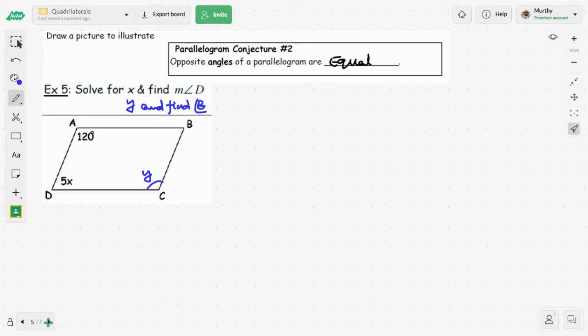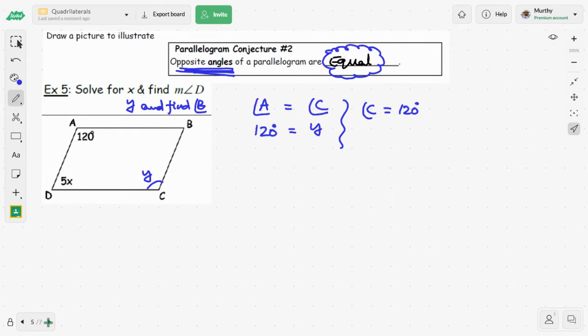First of all, here we know that opposite angles of a parallelogram are equal. Therefore, I can say that angle A equals angle C. The value of A is given as 120 degrees, and the value of C is given as y. Therefore, y equals 120 degrees. Or else I can say that angle C equals 120 degrees, because angle A and angle C are opposite angles. Therefore, A equals C.